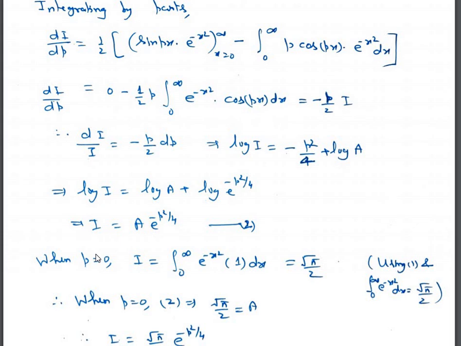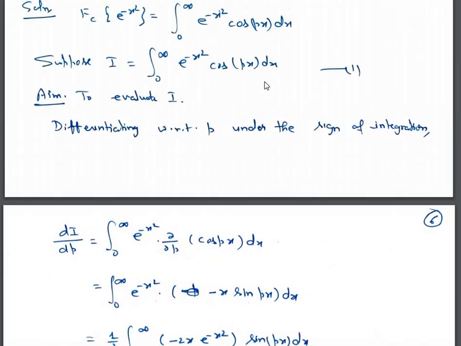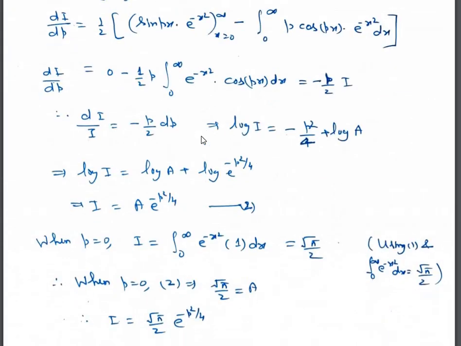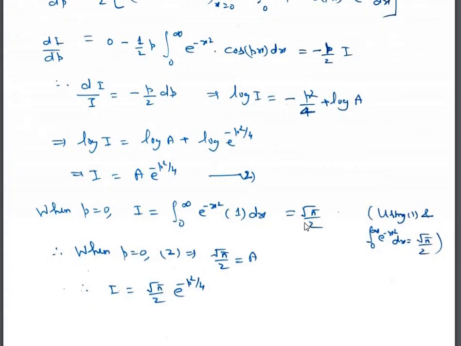Now to evaluate a, we put p equal to 0 in equation 1. When p is 0, cos 0 is 1. So I is integral 0 to infinity e to the power minus x square dx, which is under root of pi by 2. Again, if we put p equal to 0 in equation 2, on the right hand side this term will become 1 and we are left with a, and I when p is 0 is under root of pi by 2. That means a is equal to under root of pi by 2.